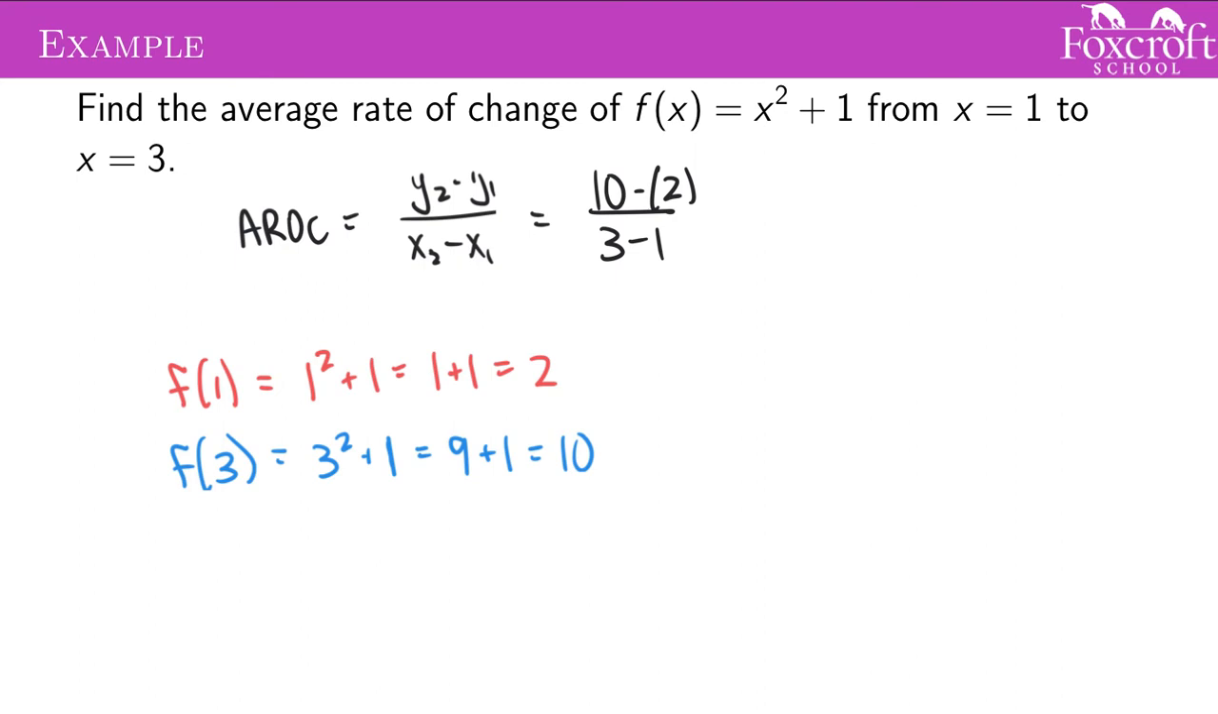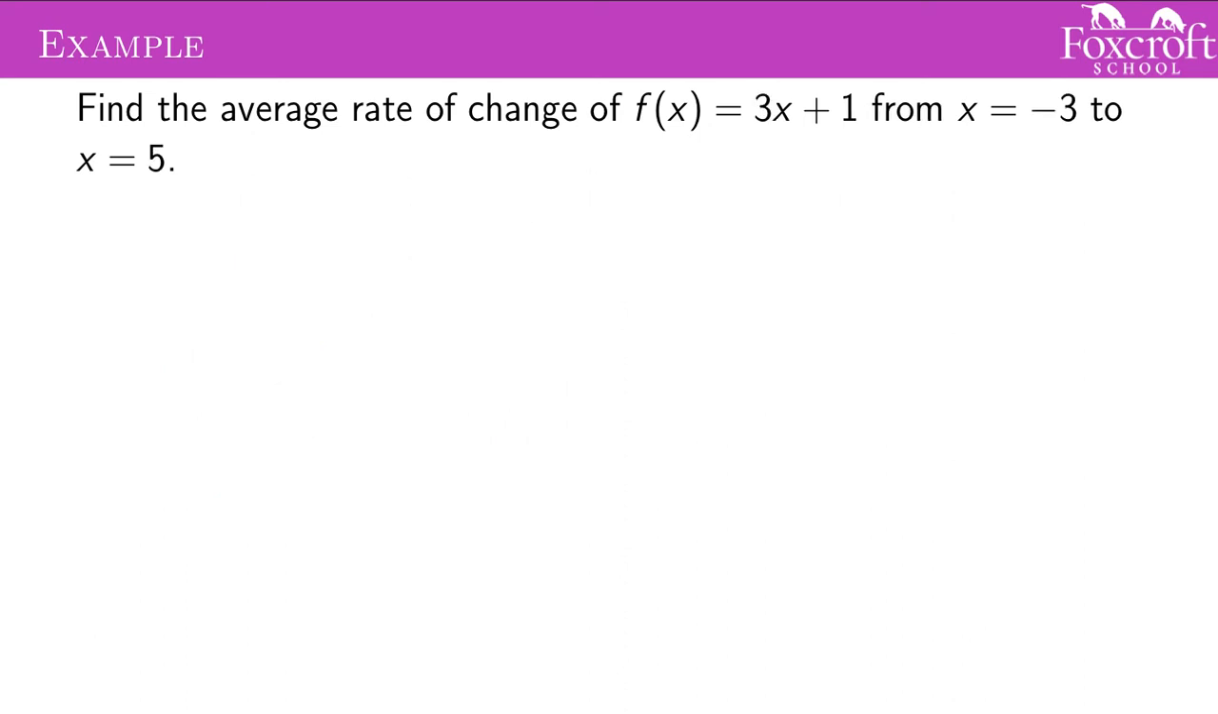So really I'm just using the slope formula to my advantage, knowing that the y values go on the top and the x values go on the bottom. I'm also using the relationship that x is the input for my function and y is the output. So if I input the x value I care about, the thing I get out is the y value I care about. After this, it's just simplifying. 10 minus 2 is 8. 3 minus 1 is 2. And I get 4. So the average rate of change of this function from 1 to 3 is 4.